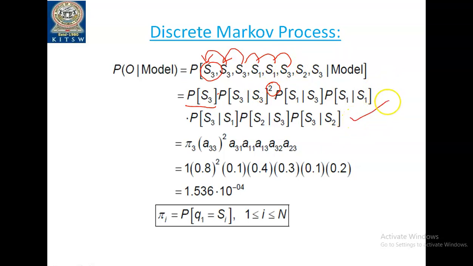We multiply all these probabilities, and make sure the first initial probability is the probability of S3 in this example. This initial probability is not given in the problem, so I can consider it as pi 3, because it belongs to state 3. This pi 3 is 1 because it is not mentioned in the problem. If they mention it as 1 by 3 or whatever, then you can take that value. But in this example it is not mentioned, so you can take it as 1. Now you multiply all the state transition probabilities, and you get the answer 1.536 into 10 to the power of minus 4.